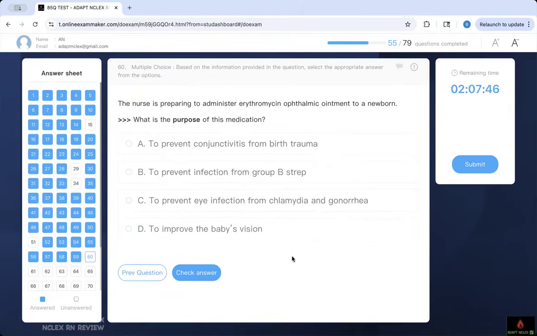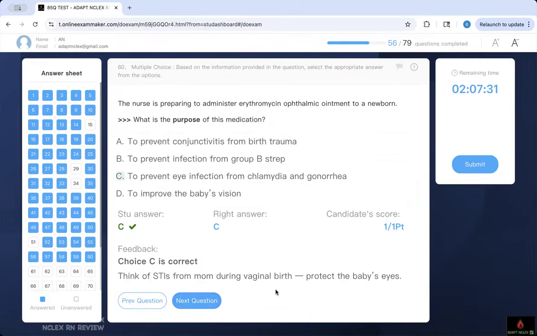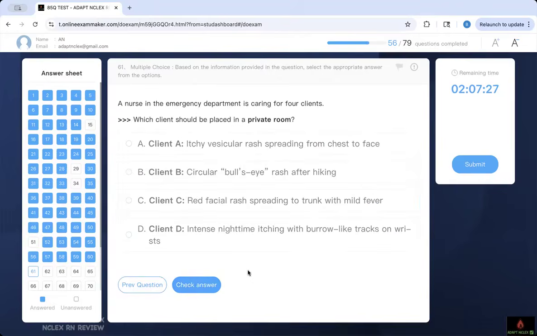It's not going to improve the baby's vision. This is an antibiotic. It's not for conjunctivitis. This is very, very important. It's one of the things we do all the time. This is specific for chlamydia. If you don't know, please write it down. It's mostly for chlamydia and gonorrhea because that's bad for the baby.